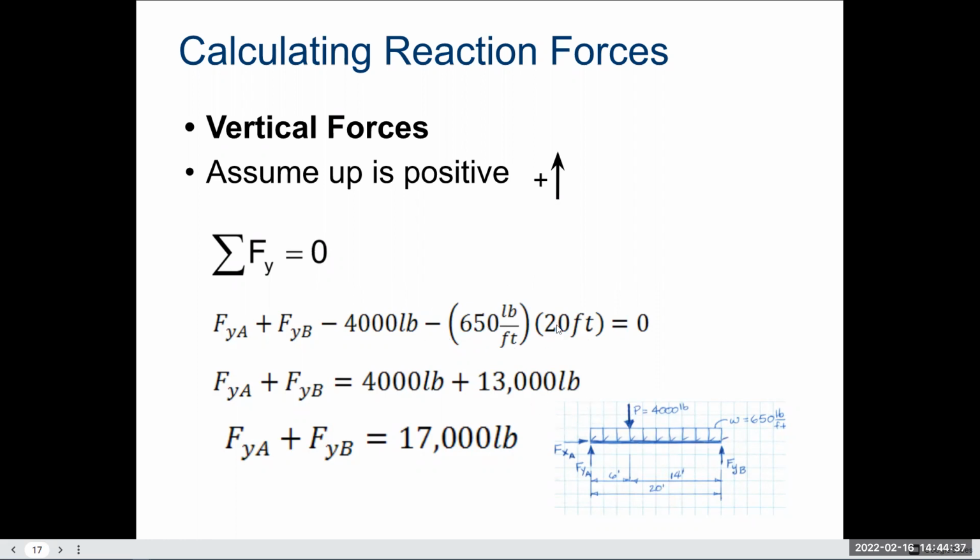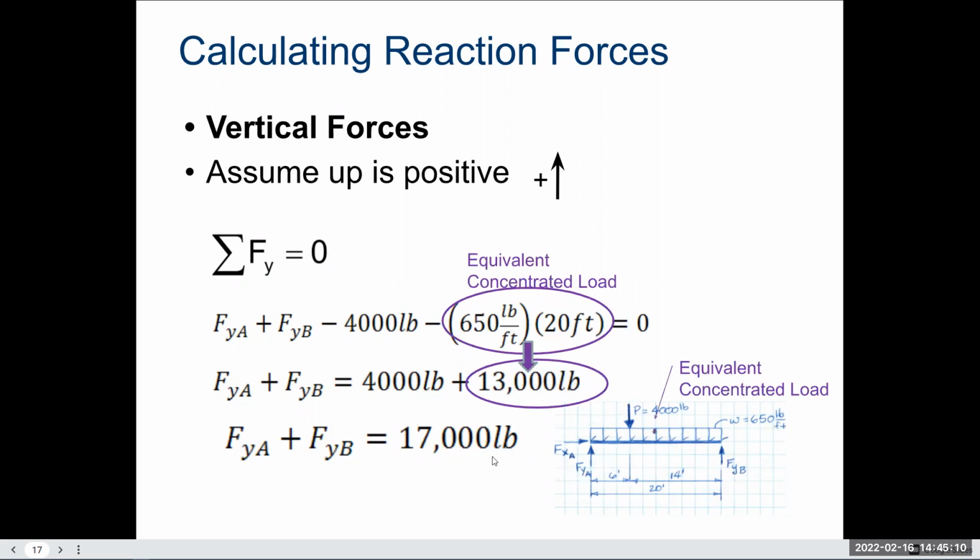Now we do some math. 650 times 20 gives us 13,000. Add those together. So in total, our two supports or reactionary forces have to add up to 17,000 pounds. Okay, another way of thinking about it is at A and B, imagine you had two people trying to carry this beam. In total, the beam is 650 pounds per foot, plus that car sitting on top of it. So in total, we have to support 17,000 pounds. Okay, and so that's showing how we got that.